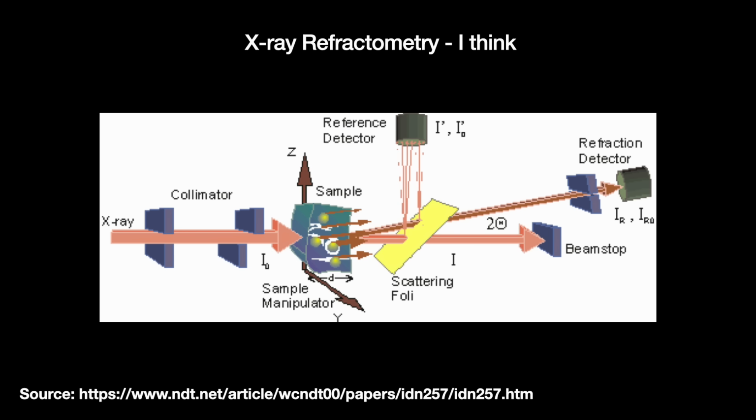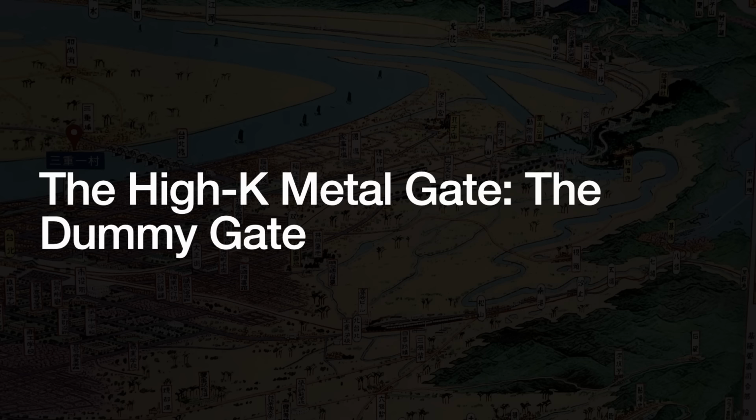The beams penetrate through the layers and interfere with each other on the reflection path. This interference pattern can tell you the roughness of the silicon surface plus its density. Finally, we can actually build the dummy gate.